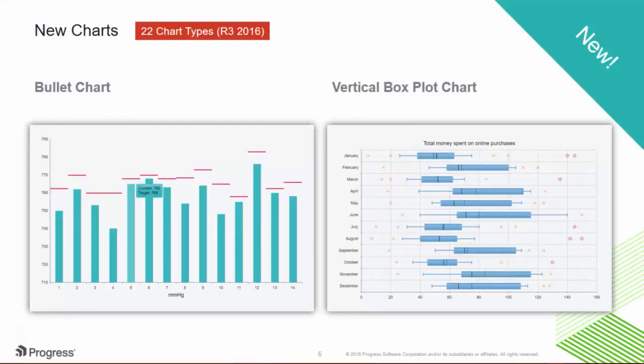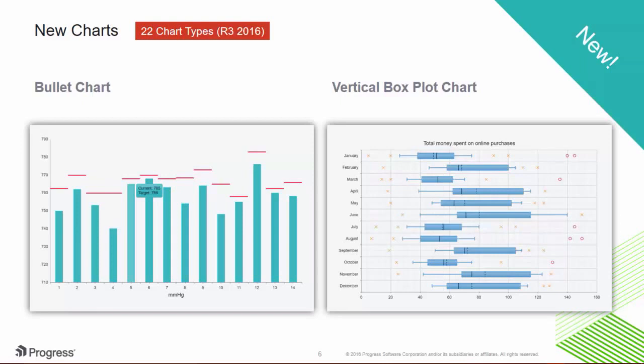In this release, we've added the new bullet chart and vertical box plot chart. This makes 22 unique chart types available for UI for Ajax. The bullet chart is a variation of the bar chart, which you can use as a replacement for dashboard gauges and meters. The vertical box plot is similar to the standard box plot and useful for comparing distributions between different sets of numerical data.